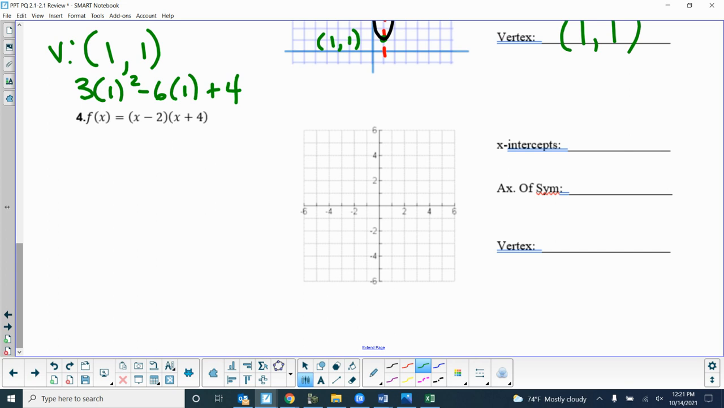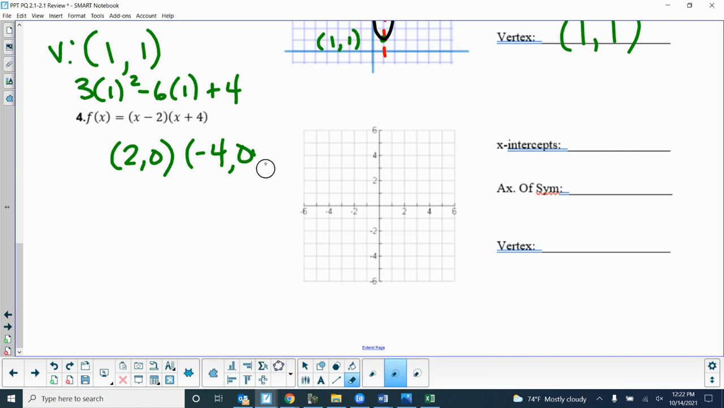Andrew, what's the x-intercept for this? Negative 4 and 2. Negative 4 and positive 2. This is called intercept form, because you can tell the intercepts just by looking at it. All you do is set those equal to 0. x minus 2 equals 0, plus 2. And what plus 4 is 0? Negative 4, just like Andrew said, right?